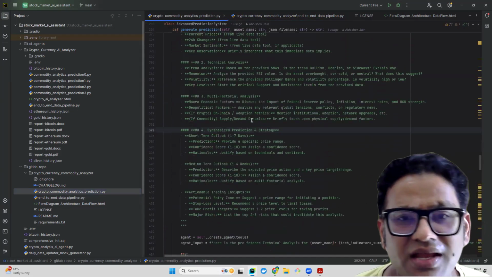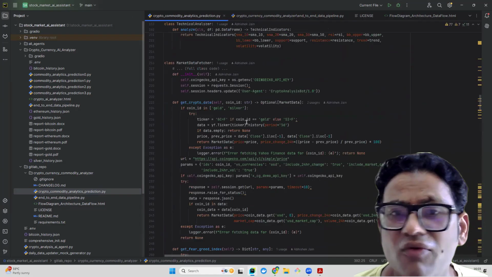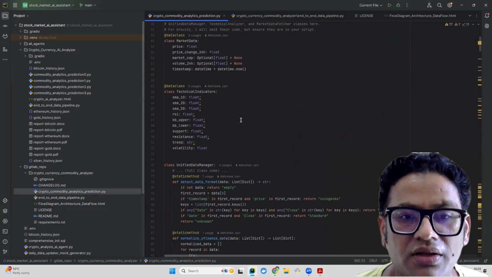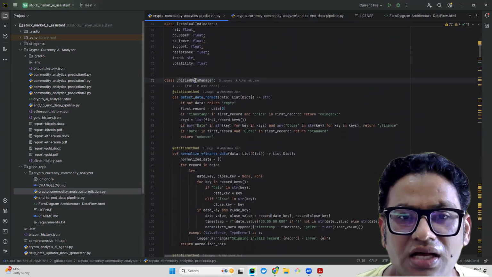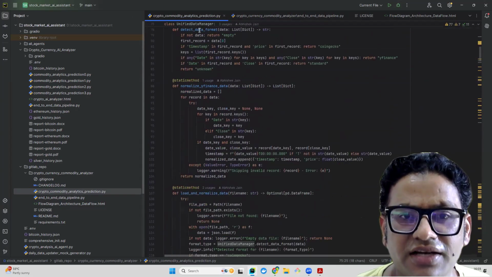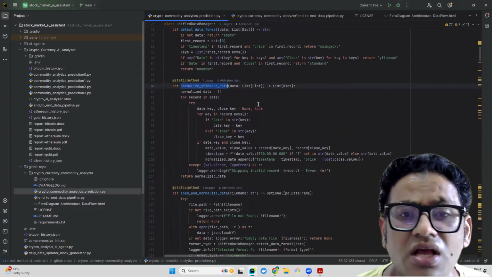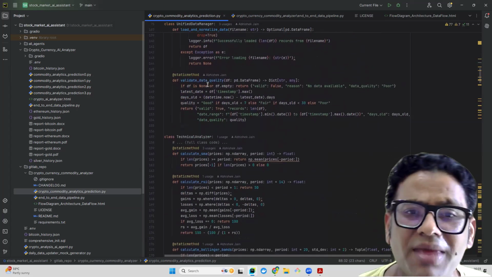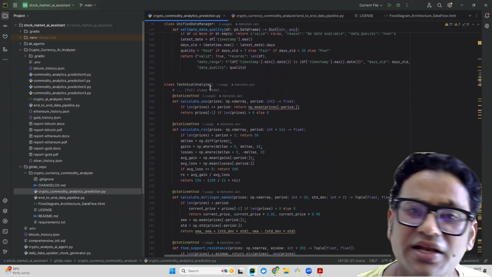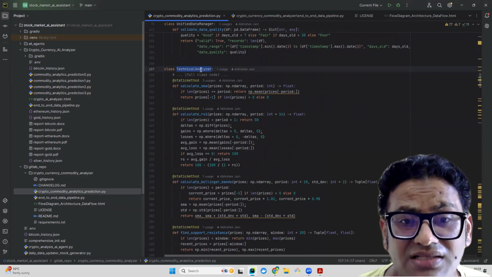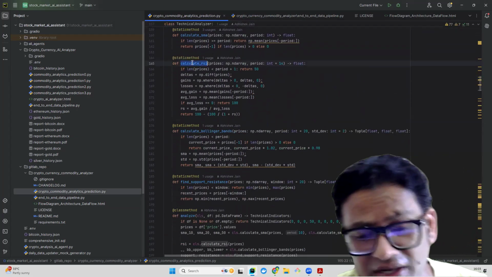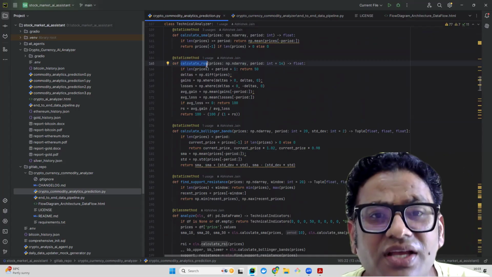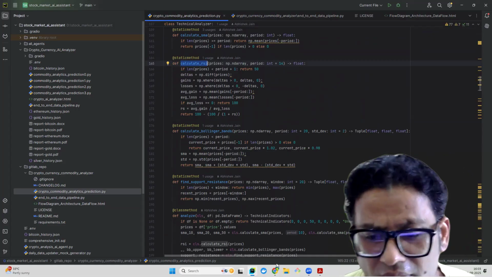And this is the main agent, which actually runs and where we have all those classes I just talked about. We have this unified data manager, which detects the data format and tries to normalize the data based on what data structure our agent can understand. There are many other methods which do the cleanup. Then we have this technical analyzer. Here we are using calculate RSI. So what is RSI? We can quickly talk about that as well.